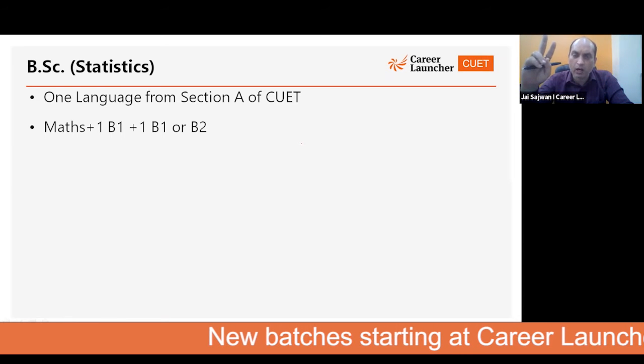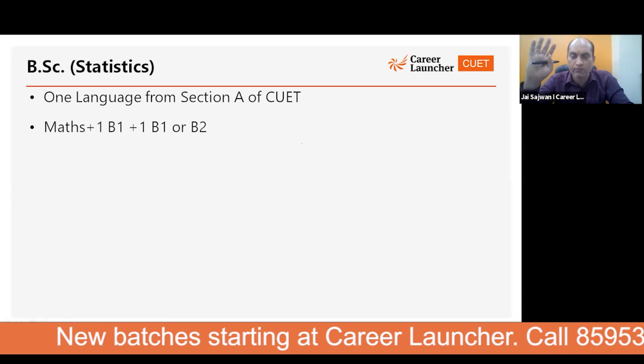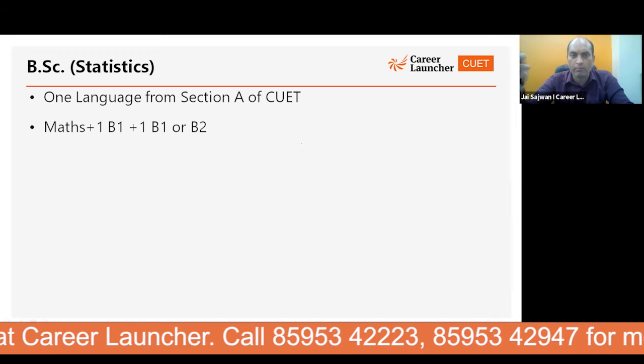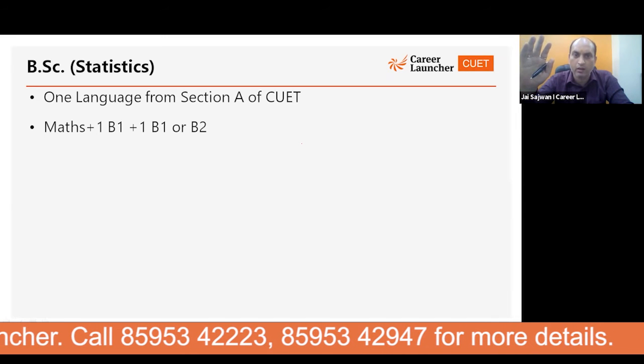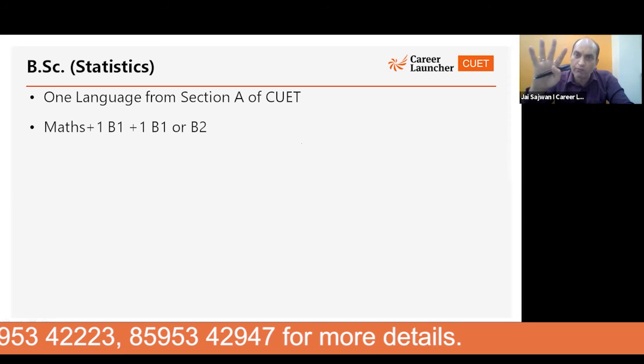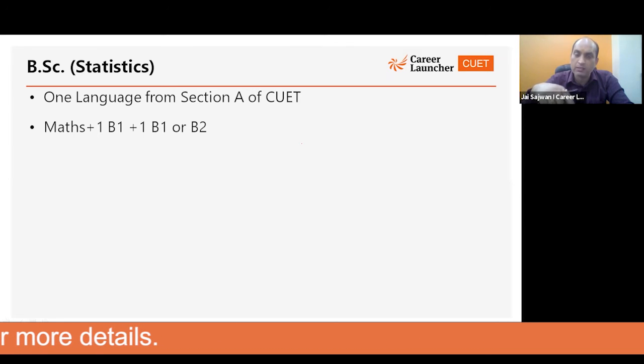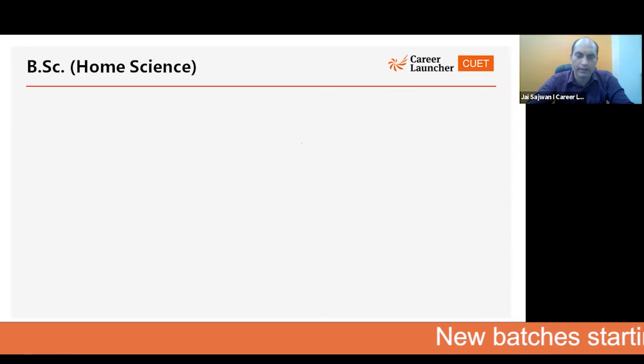And two more subjects are to be taken. Both of them can be taken from B1, or maybe maximum one subject you can take from B2 and one from B1. That is what is the criteria. So they are asking for, again, the 4 subject marks will be calculated there. One is language, second is maths, 2 from B1 or B2, means at least one of them should be from B1. This is the criteria.